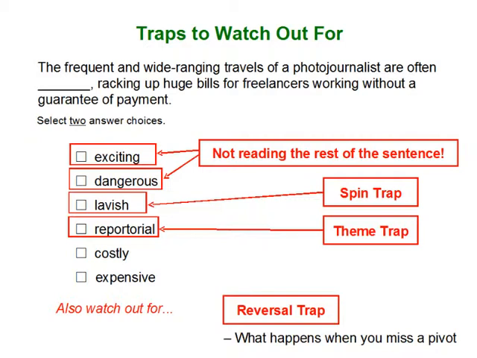That exciting and dangerous are sort of synonyms, not really, but sort of. And costly and expensive are also synonyms. So we should have at least eliminated lavish and reportorial to begin with. So watch out for reversal traps as well. They do happen in sentence equivalence, where we get something that we are actually aiming for the opposite of if we miss an important pivot.